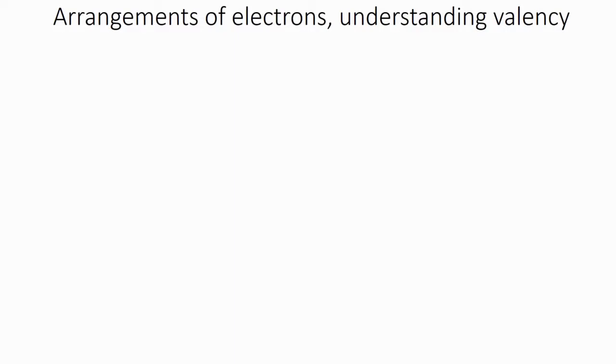Arrangement of electrons and understanding valencies. We have hydrogen, which has one electron in its first shell. It can give away one electron or accept one electron. Therefore, its valency is 1. Then we have helium. The maximum electrons that can go in the first shell is 2. Therefore, its valency is 0.